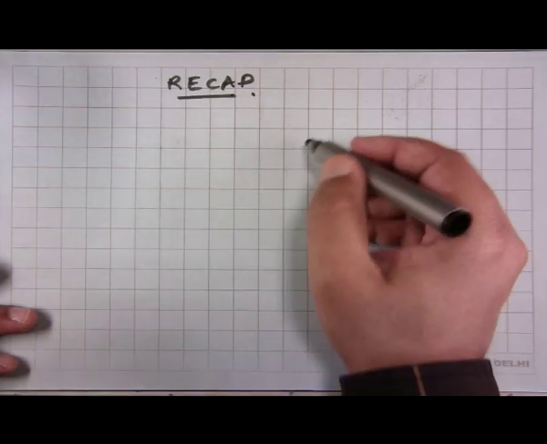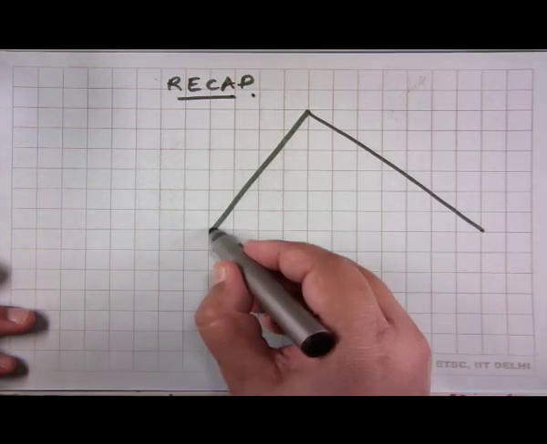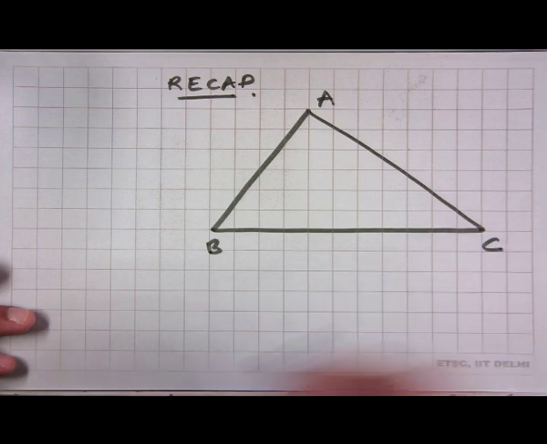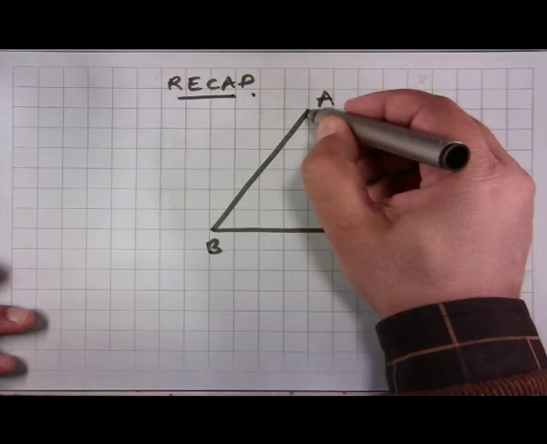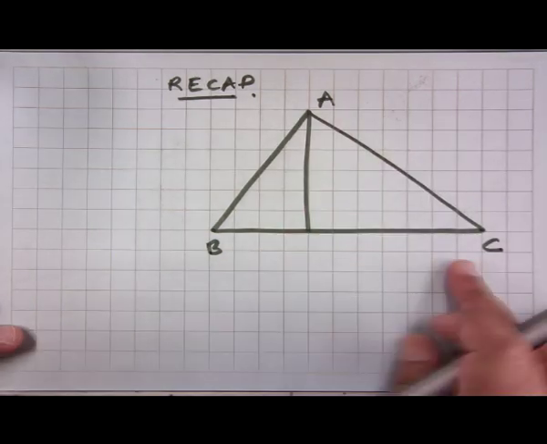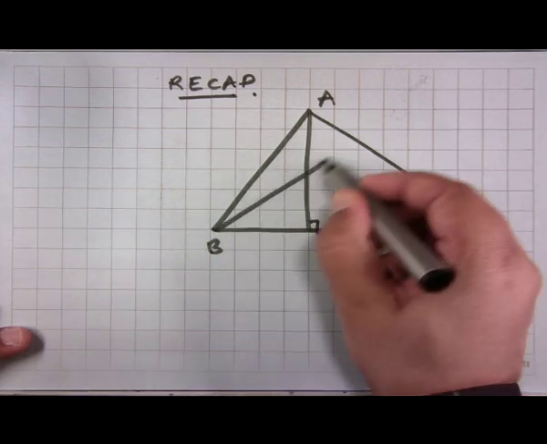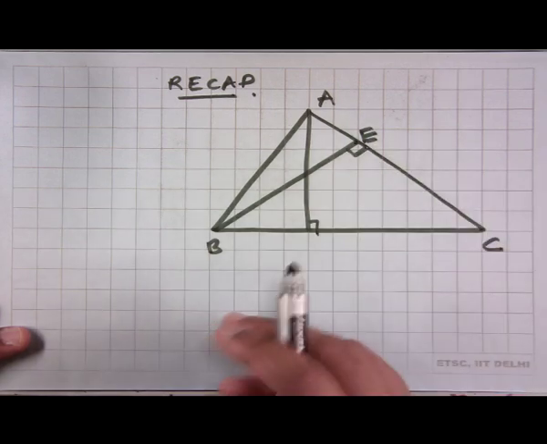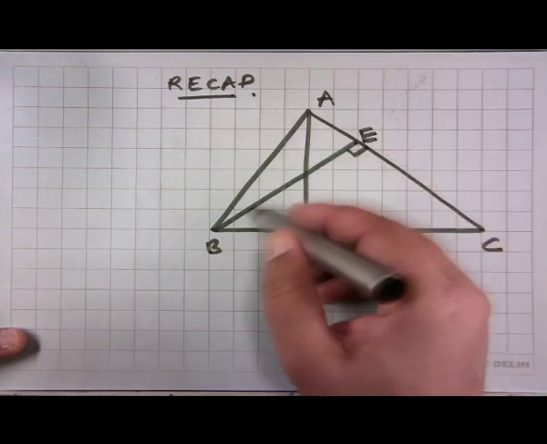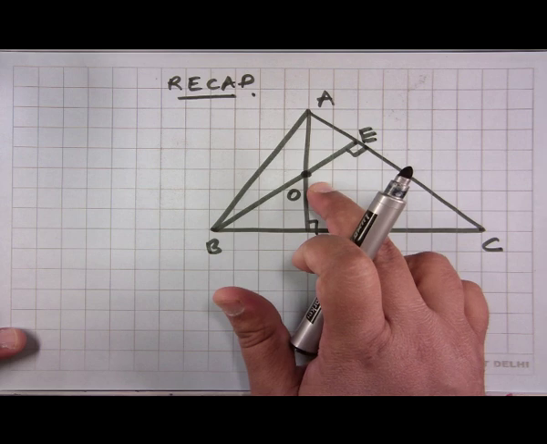So, if you recollect, let's say this is a triangle ABC. And let's say that this is the perpendicular from the vertex A to the side BC, to the opposite side BC. And let BE be the perpendicular from the vertex B to the opposite side AC. Of course, these two perpendiculars intersect at some point O, which we call the orthocenter.